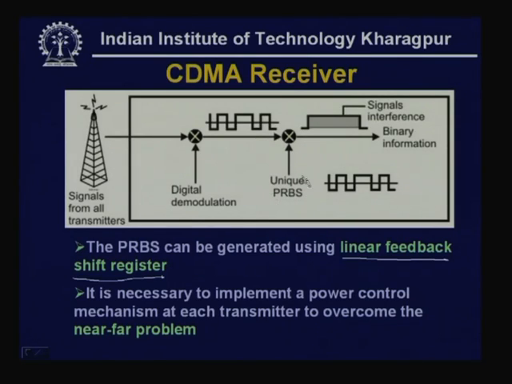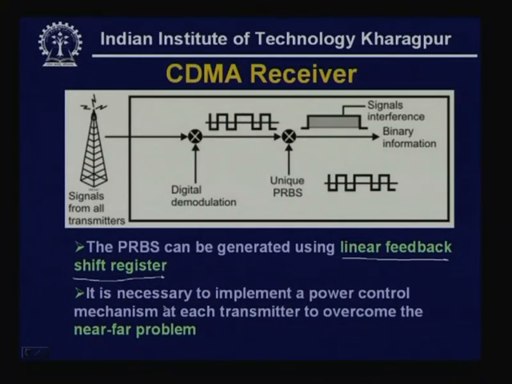So, a unique pseudo random binary sequence is used in the transmitter as well as in the receiver. Now, of course, there is one problem here. We have assumed that the signals coming from different stations have equal strength. This necessitates a power control mechanism at each transmitter to overcome the near far problem.